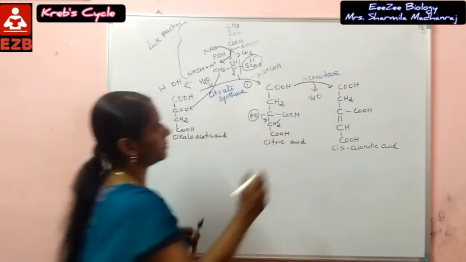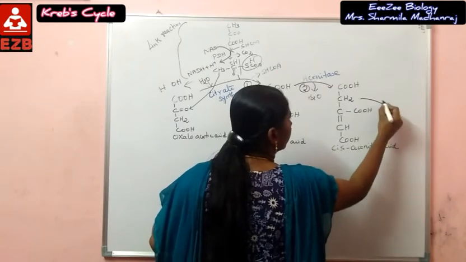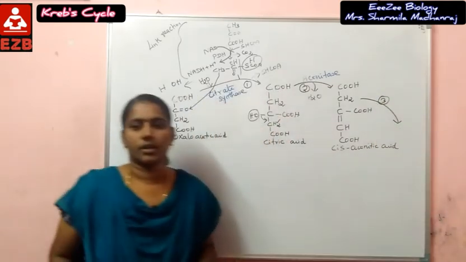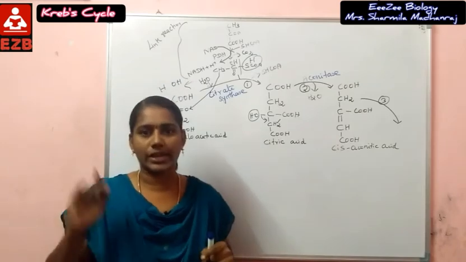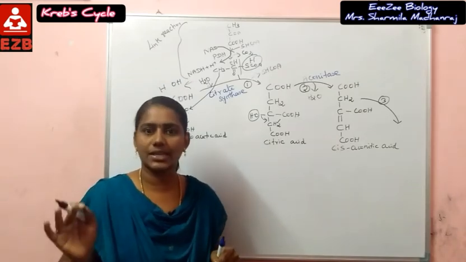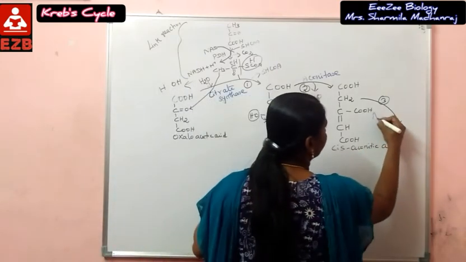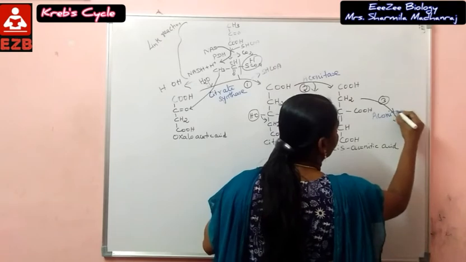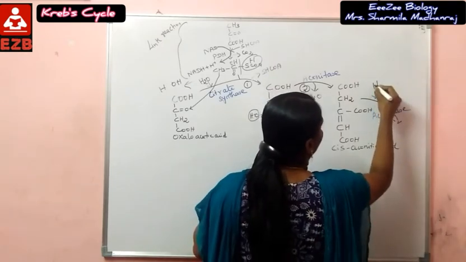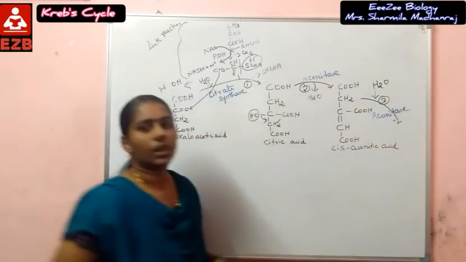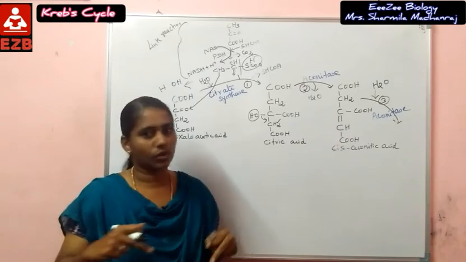Next, the third step. The cis-aconitic acid is converted to isocitric acid with the help of the aconitase enzyme. Here is a rehydration process. Enzyme aconitase. Here addition of water molecules: the water molecule joins to the third carbon and fourth carbon.